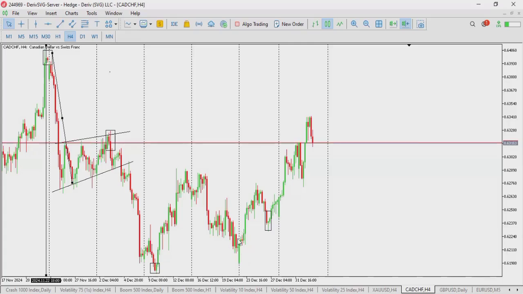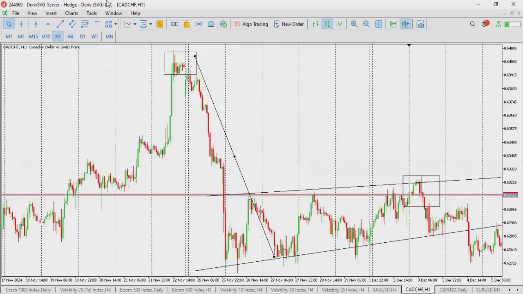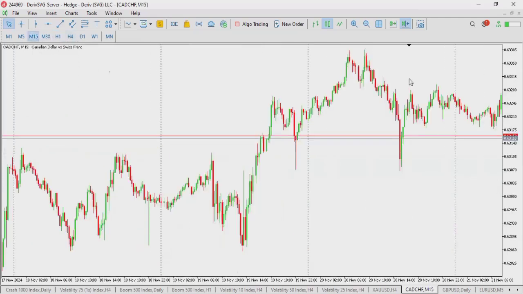Now, we also mark this other order block. Look at it here on the 4-hour time frame. Let me move my marker there. On the 4-hour time frame, we marked this, and what happened? Let me go to the 15 minutes time frame.